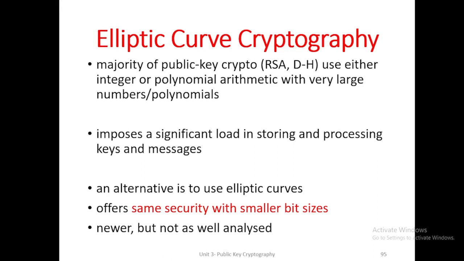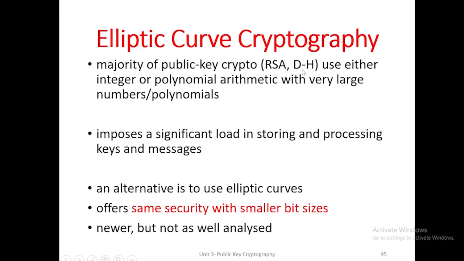Welcome to the cryptography session. Today, the topic I am going to discuss is elliptic curve cryptography. It is one of the types of public key cryptography algorithms. Other public key cryptosystems are RSA, that means the Rivest-Shamir-Adleman algorithm, and the Diffie-Hellman algorithm.